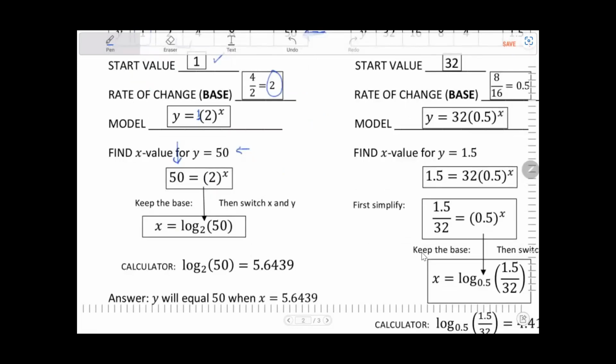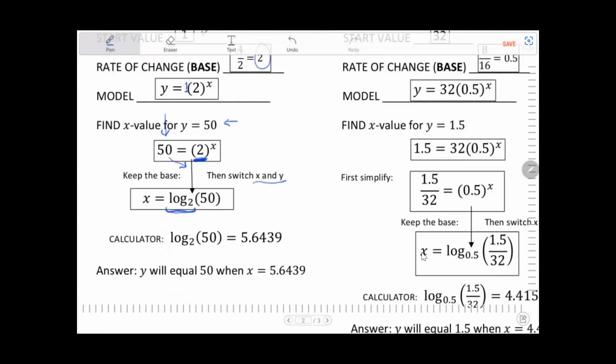Now we keep the base. Remember I said this was the base. And we write this log base 2. That's what this is called, log base 2. So we just write that in, and then we switch the x and the y. So the 50 goes over here, and the x goes over on that side.